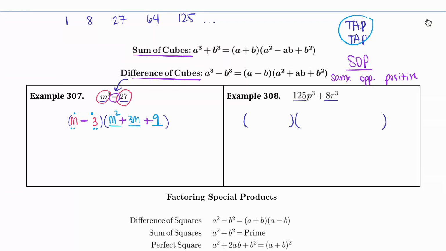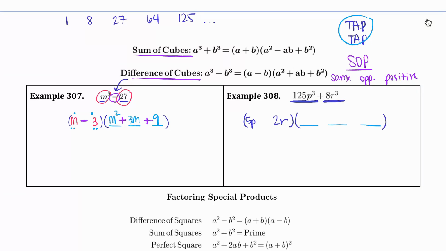And for my first binomial, I'm going to take the cube root of each. Cube root of the first one is 5p. Cube root of the second one is 2r. I'm going to leave my signs empty for now. So now to fill in these 3 terms, we're going to use our tap tap.